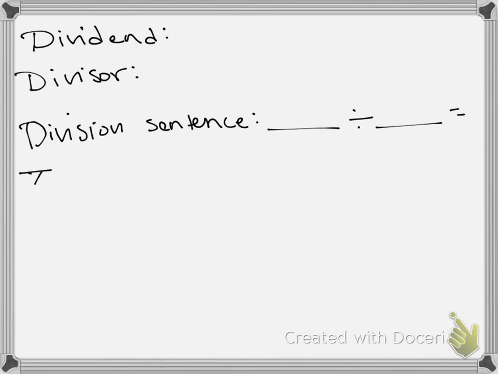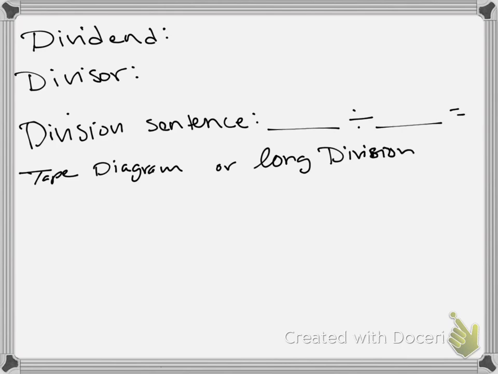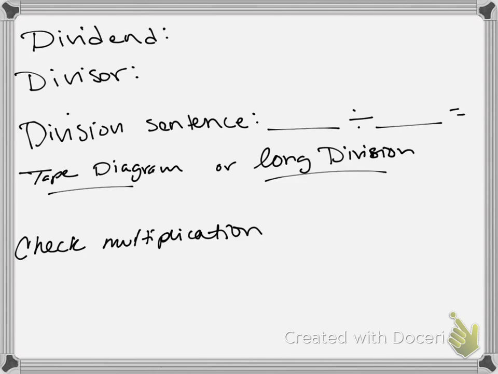Then we need to solve using a tape diagram or long division. Finally, we need to check with multiplication, and write our answer in sentence form. I'm not doing that last part. I'm not going to write the answer as a statement. I'm going to figure the dividend out, the divisor out, and the division sentence. I'm going to solve using either the tape diagram or long division. I might do both, to reinforce those. And I am going to check with multiplication.